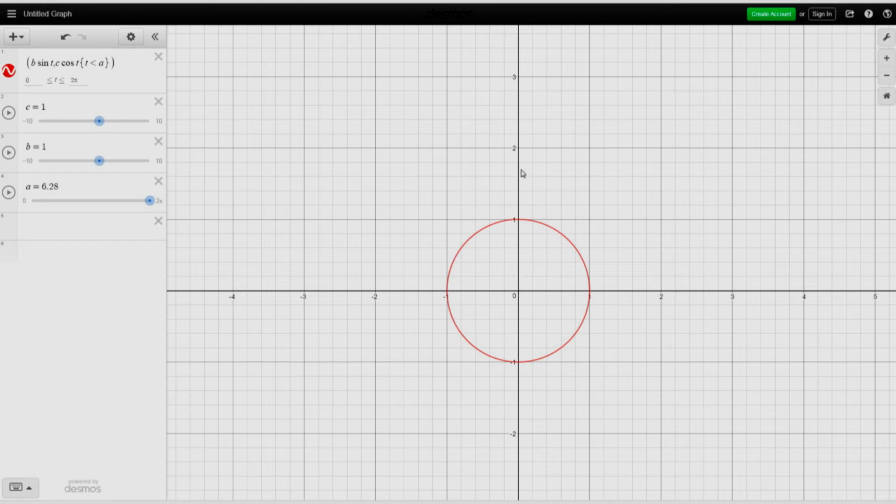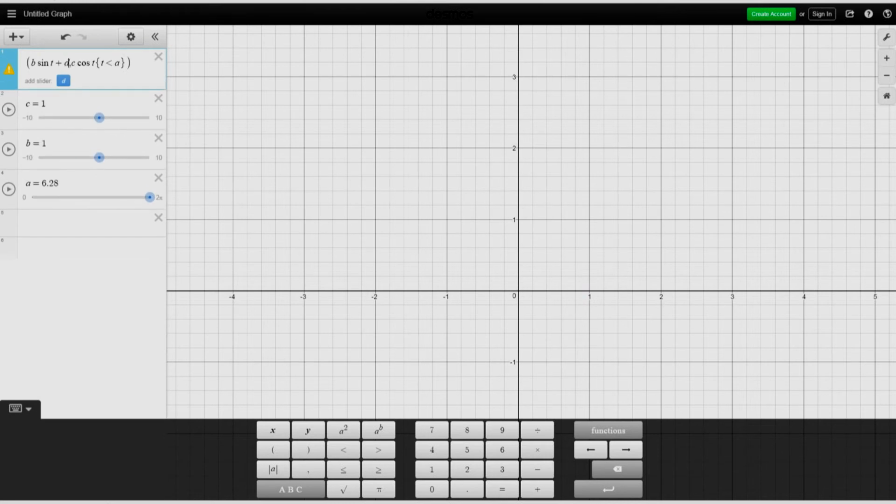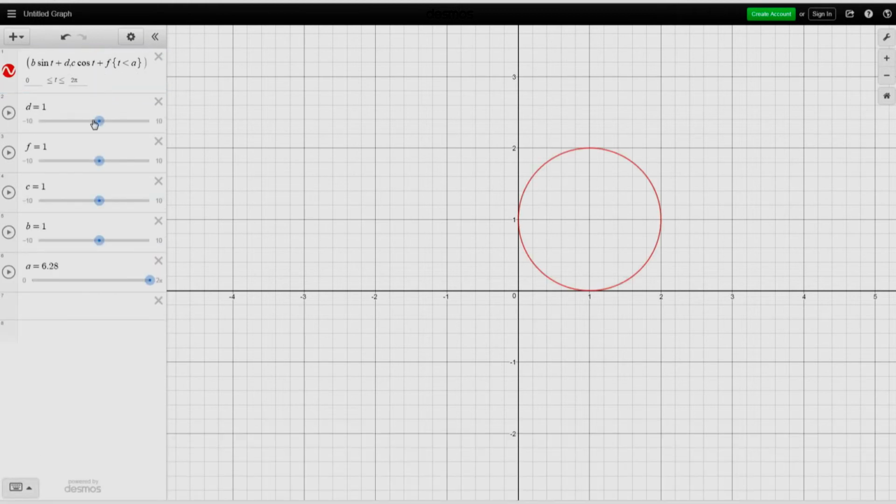What about moving it? These are all centered at the origin. Well, what does it mean to move an object? It means to add or subtract an amount from the x's and y's. So let's say plus d. And I don't think it'll let me put in e because that's predefined. So we'll say f, and we'll add sliders for those. So there's my circle. D is at 1, f is at 1. Our center is at 1, 1.